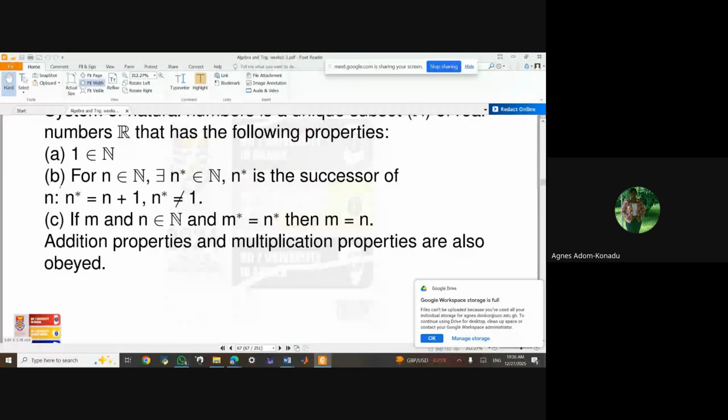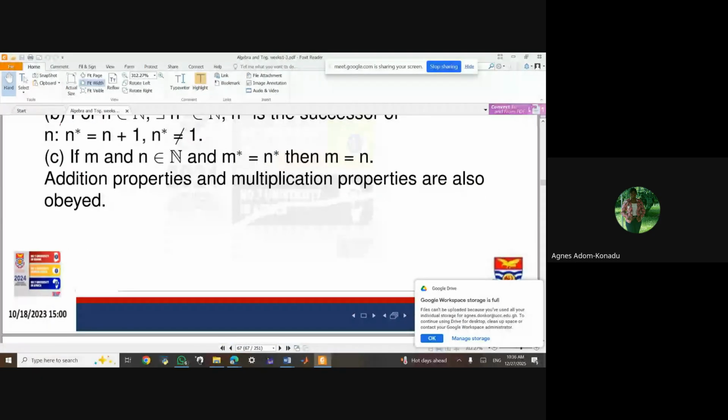Okay, so if m and n are in big N, and m star is equal to n star, then it means that m is equal to n. So if the successor of m is the same as the successor of n, then m is equal to n. And the natural numbers obey the addition and multiplication properties. You know the addition and multiplication properties: closure, substitution, identity. They obey all of them.